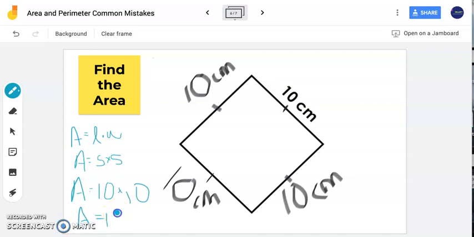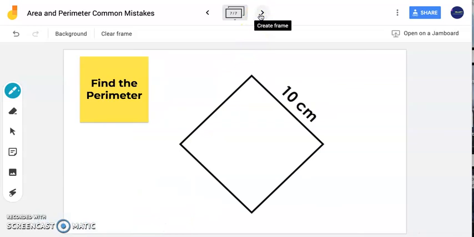So 100 square centimeters is your answer. It may be helpful whenever you're given a square or a rectangle to label all the side lengths, and then you can determine what do you need to find the area? What do you need to help me find the perimeter? Which is going to lead me to my next problem.